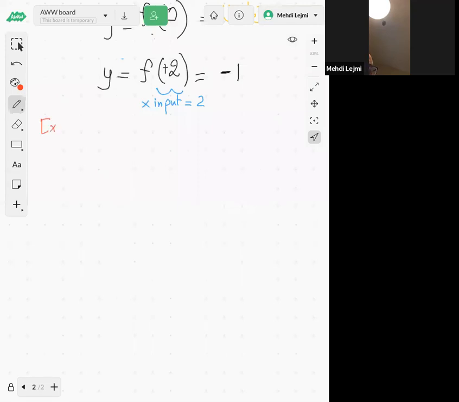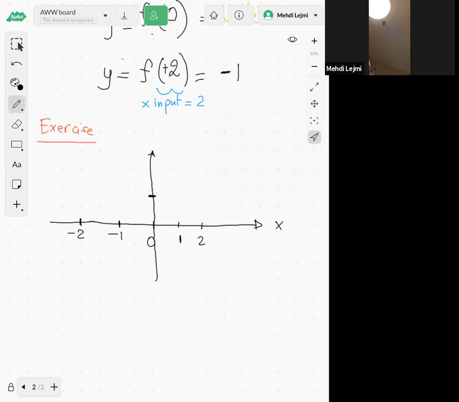I know this is really important. You need to know how to find the values of your function f. So I'm gonna draw a graph here. This is my x. I'm gonna need 0, 1, 2, -1, -2. And here, my y-axis, I'm gonna need probably +1, and just -1 here in the bottom.